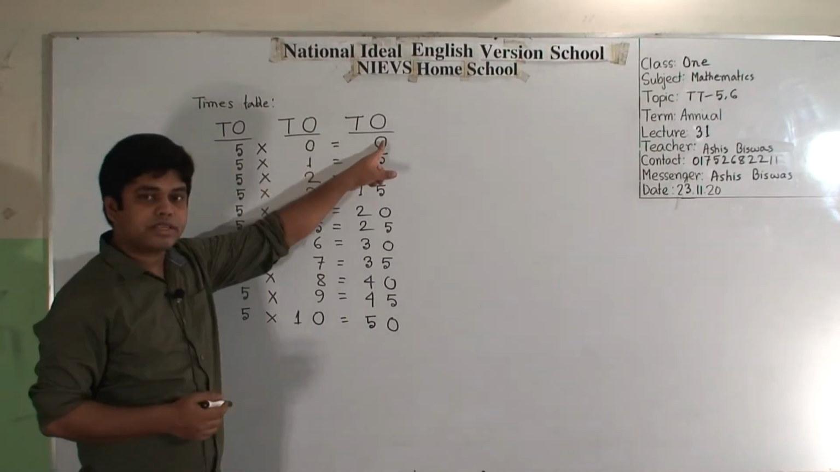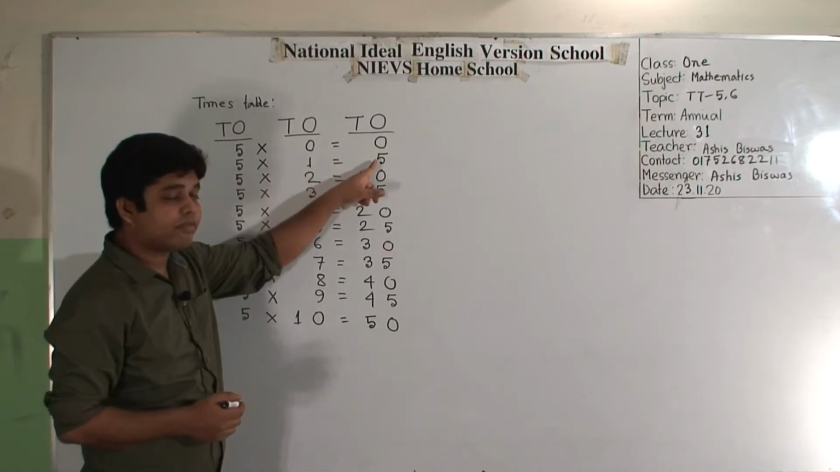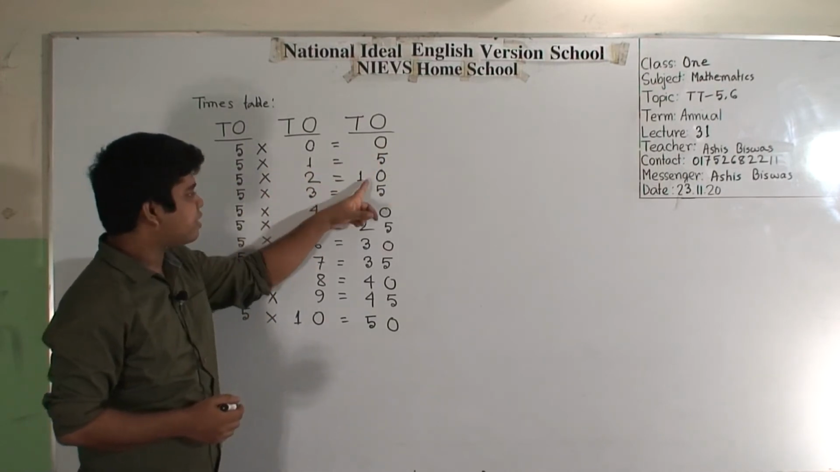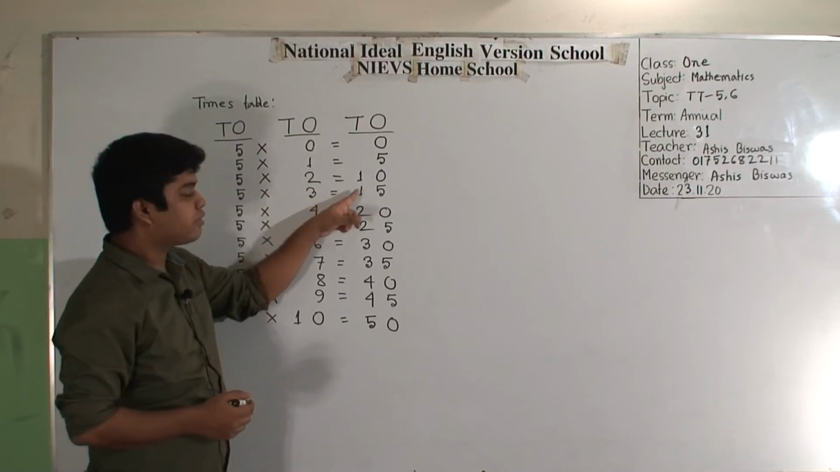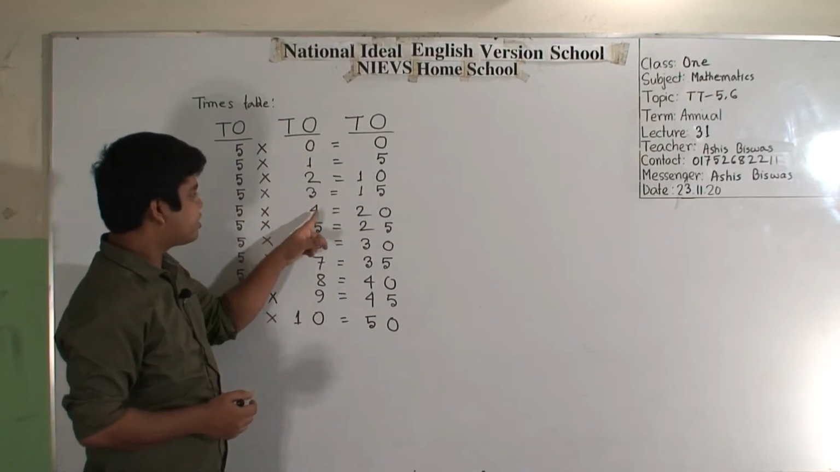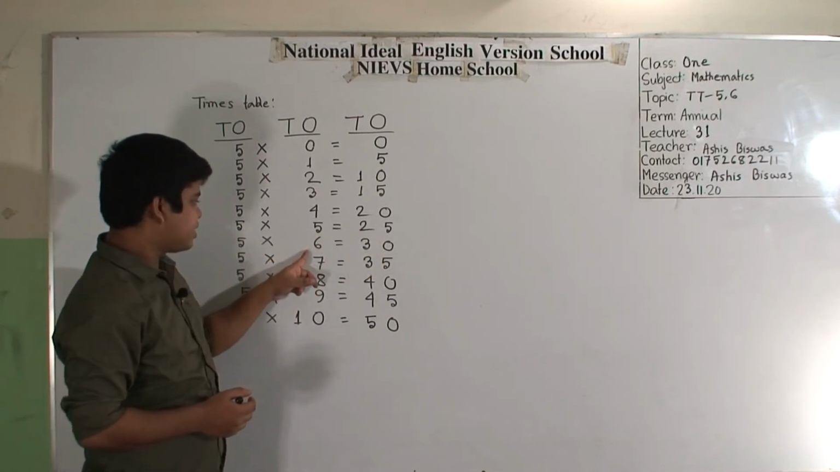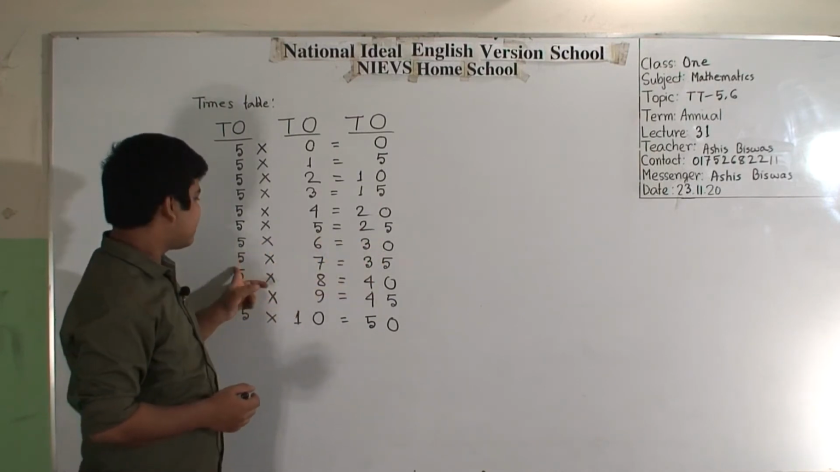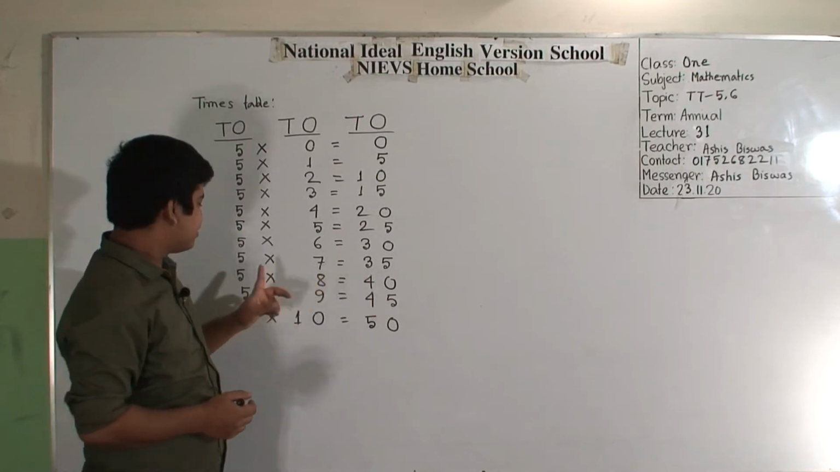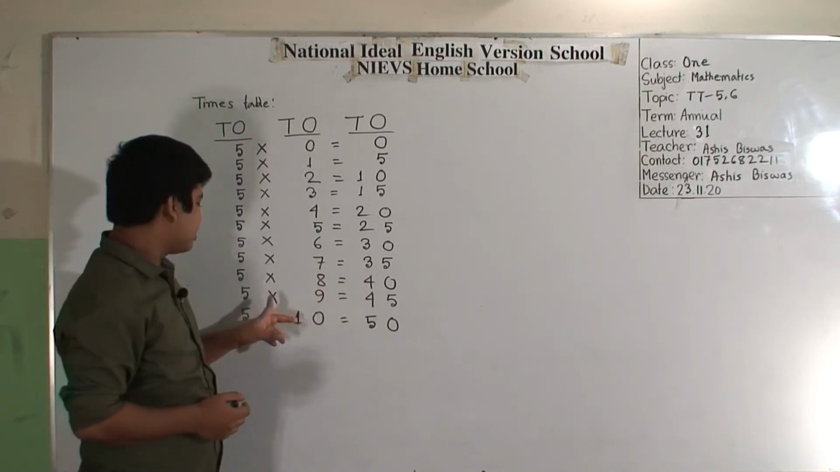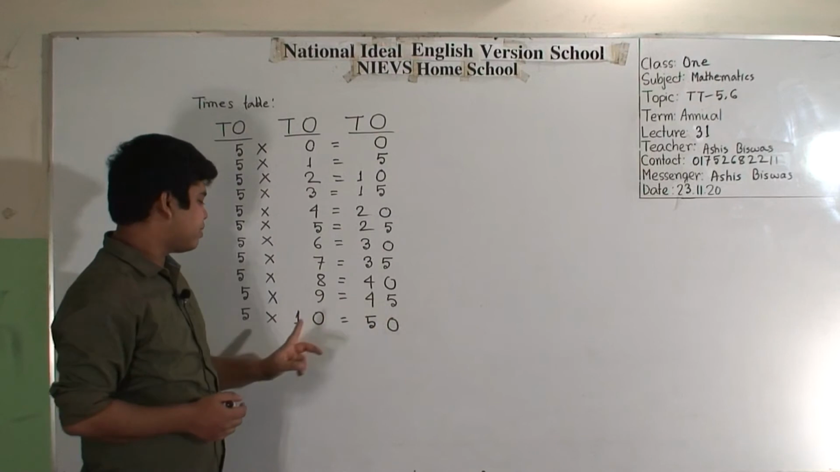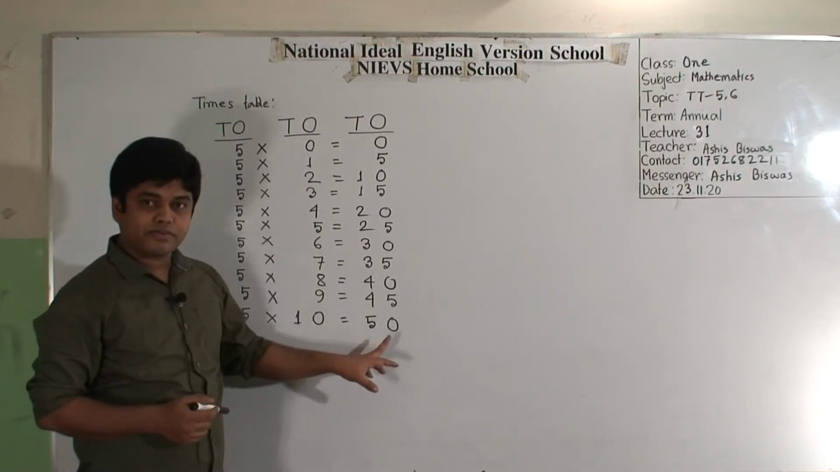5 zeros are 0, 5 ones are 5, 5 twos are 10, 5 threes are 15, 5 fours are 20, 5 fives are 25, 5 sixes are 30, 5 sevens are 35, 5 eights are 40, 5 nines are 45 and 5 tens are 50.